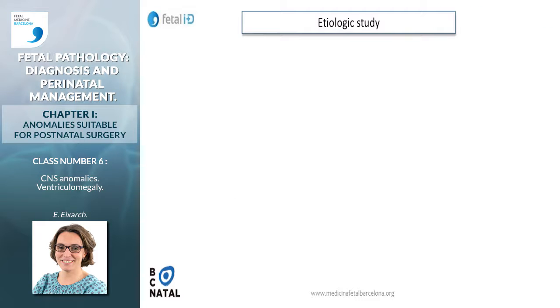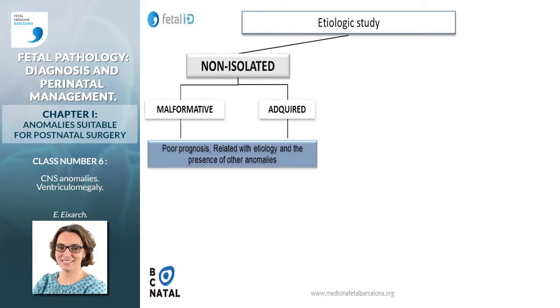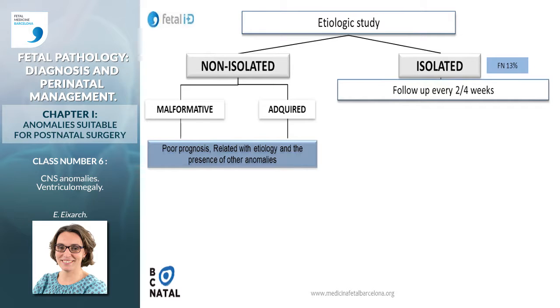As a summary, when finding a ventriculomegaly, we will perform a study which will allow us to classify it as isolated or non-isolated. In the non-isolated cases, whether of malformative or acquired form, the prognosis generally will be unfavorable and will be directly related to the etiology. So we have to try to diagnose the etiology to tell the parents the prognosis. And in the isolated cases, we have to remember the rate of false negatives, more or less 10%. We will perform follow-up every 2 to 4 weeks.